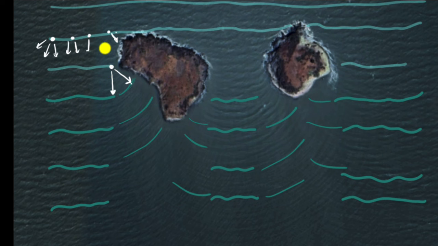And that's why waves will not just go like this straight down. The waves will kind of bend around the obstacle. The same thing will happen over here. The waves will kind of bend around the obstacle.